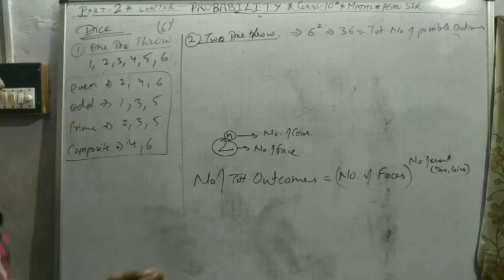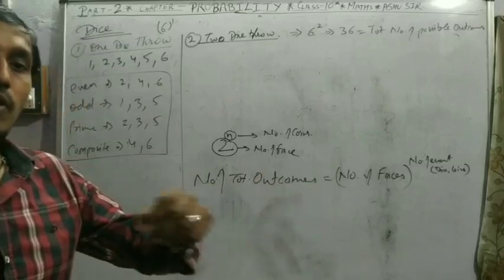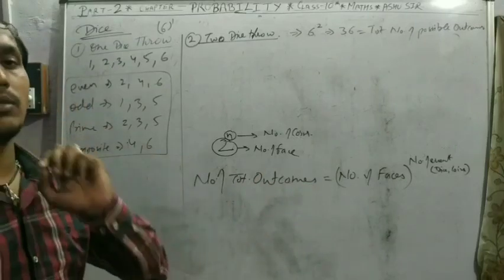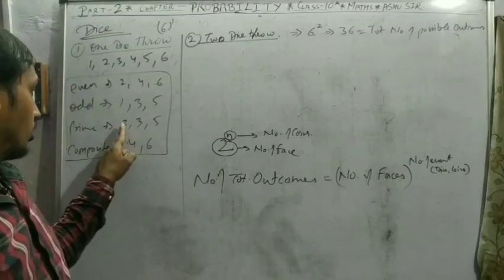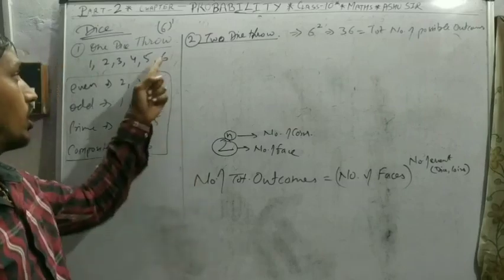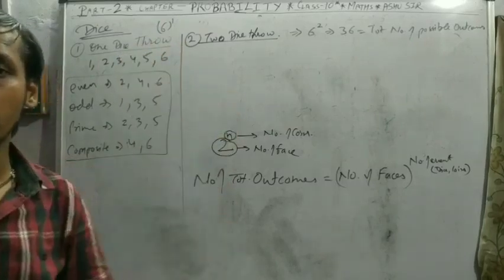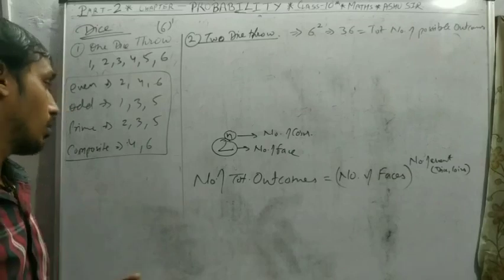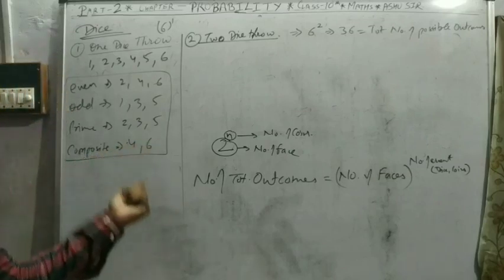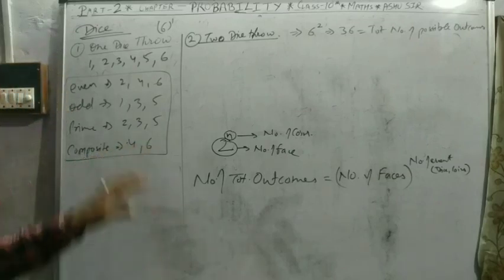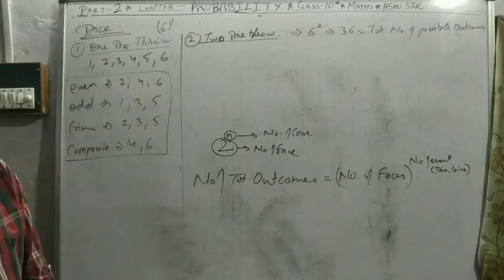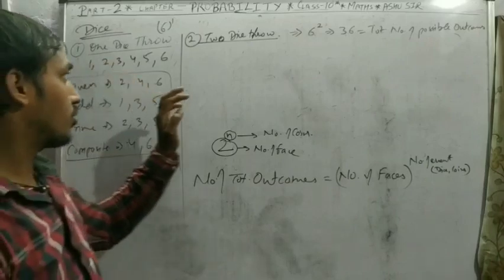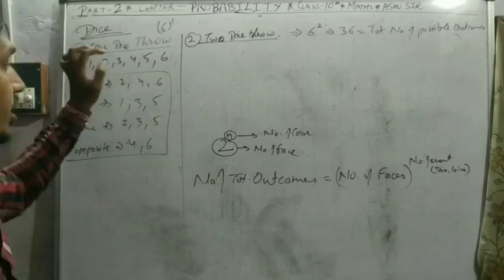If I say when we throw 1 dice, find the probability of getting a prime number. So primes are 1, 2, 3, that's 3 by total 6. So 3 by 6, 1 by 2. Probability of composite number 2 by 6. Probability of even number 3 by 6. Okay. So these types of questions come from throwing 1 dice.